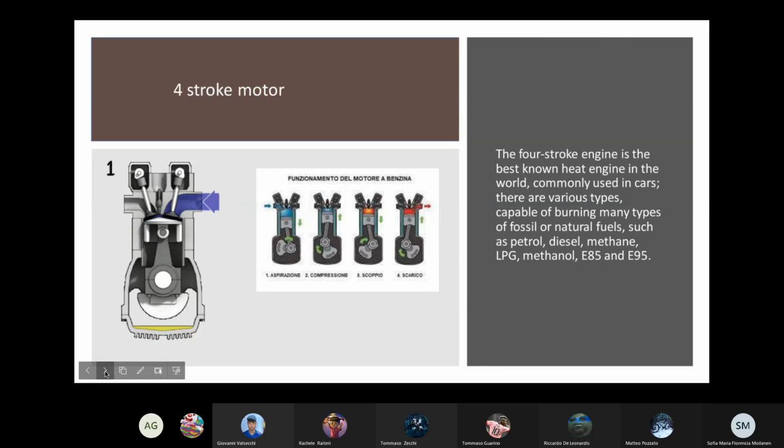There we can see the four-stroke motor. We can see the image, and the four-stroke motor is the best known heat engine in the world because it's commonly used in cars, and there are various types of it, capable of burning many types of fossil or natural fuels, such as petrol, diesel, methane, LPG, methanol, E85 and E95.